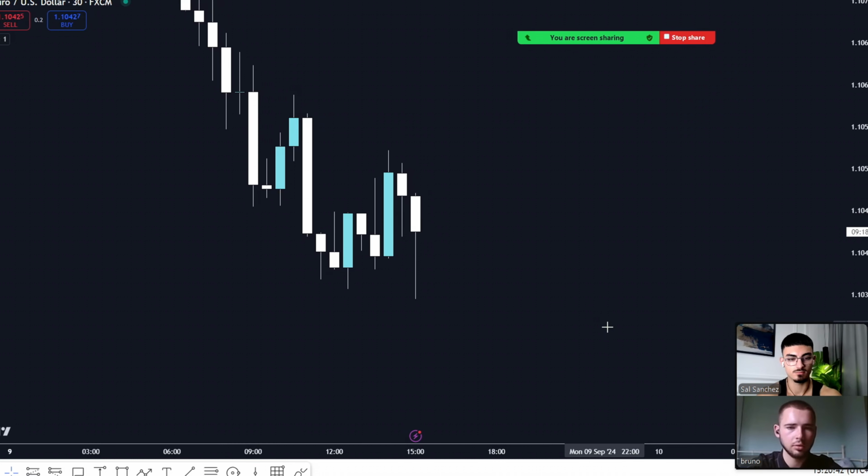Okay, so this wick signifies that sellers are not very strong, because the buyers possibly came in at the bottom there, leaving the body closed a bit, if that's the terminology.